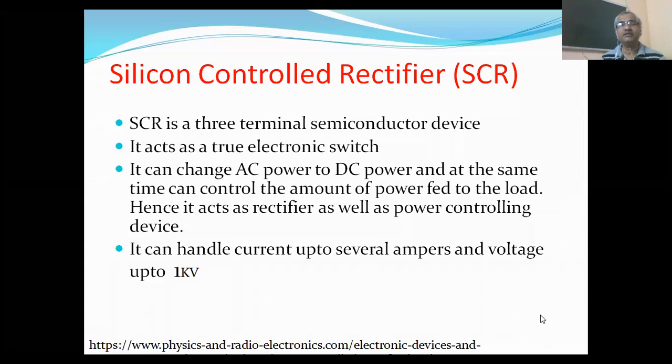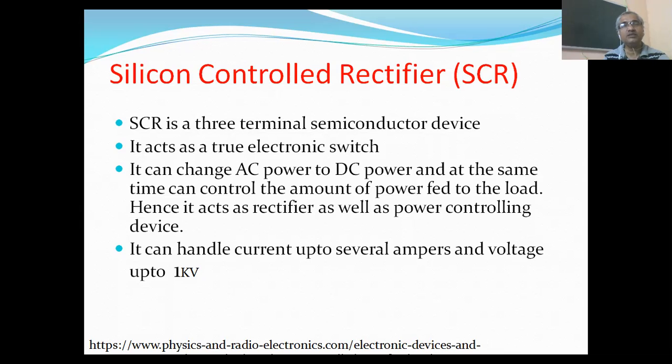SCR is a three-terminal semiconductor device that we have seen. The UJT has also got three terminals. Field effect transistor also has got three terminals, and this SCR also has got three terminals. But this is not a transistor. This is a silicon controlled rectifier. Why is it called the silicon controlled rectifier? We will see in the next slides.